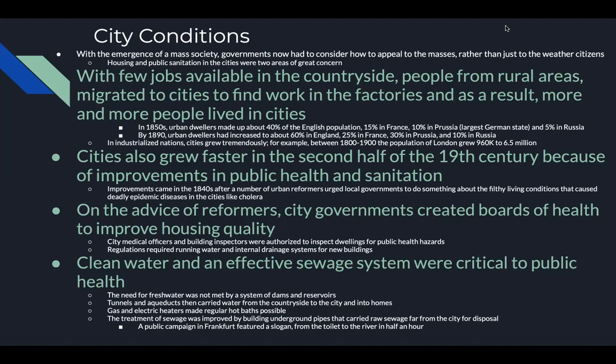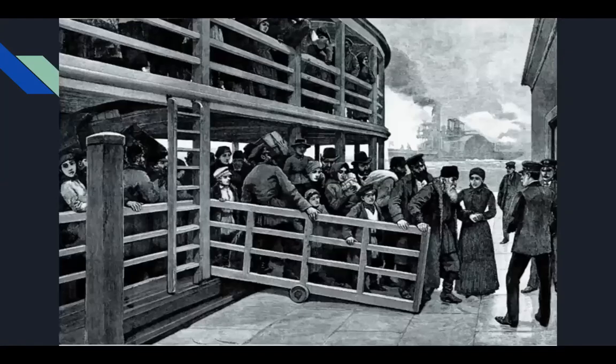The need for fresh water was met by a system of dams and reservoirs. Tunnels and aqueducts would then carry water from the countryside to the city and into homes. Gas and electric heaters made regular hot baths possible, and the treatment of sewage was improved by building underground pipes that carried raw sewage far from the city for disposal. A public campaign in Frankfurt, Germany, featured a sign that said, "From the toilet to the river in half an hour." That's fun. I now know my sewage is going into the river.